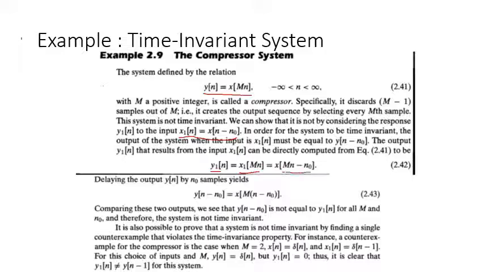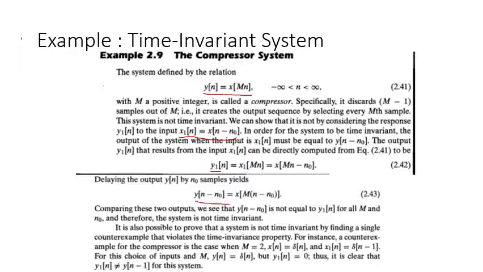So here we are delaying the output. Okay, what we have done here, we have delayed the input here, sorry, we are delaying the input. So x1 of n, and we are delaying this. So whatever we have, we are just subtracting n naught from n. Okay, so we have delayed the input here. Now delaying the output by n naught samples yields... Now here we are delaying the output.